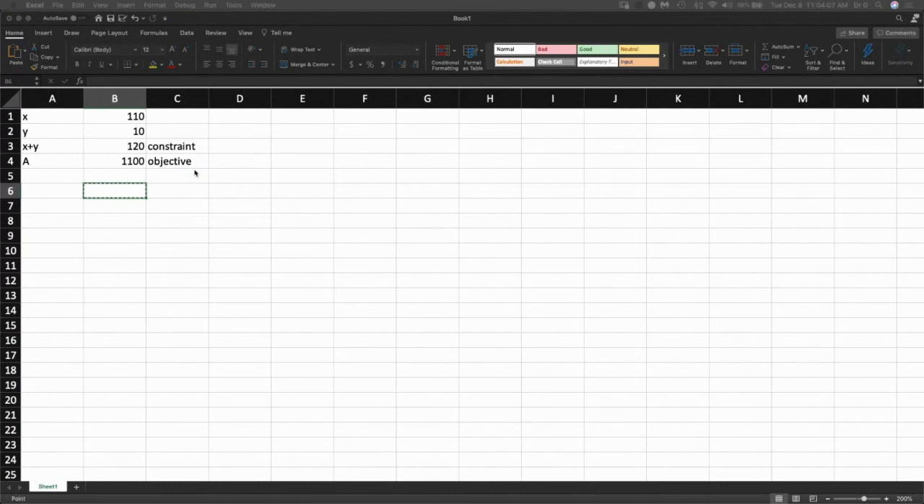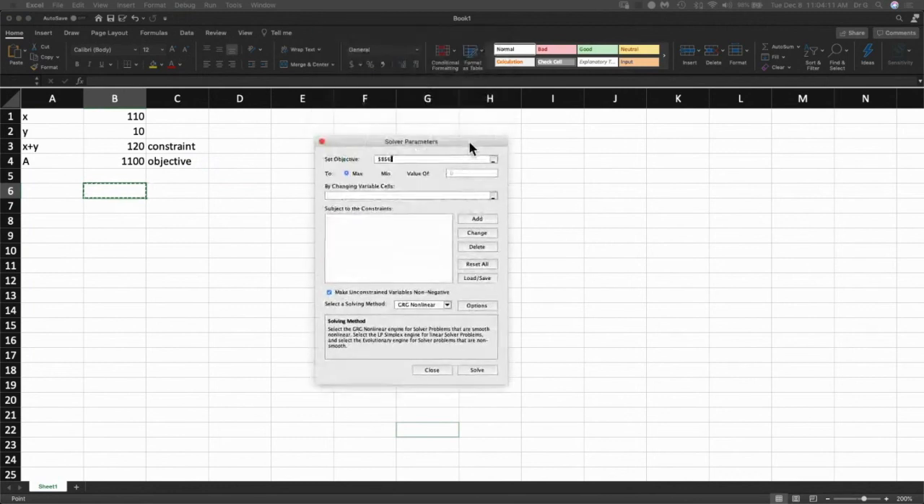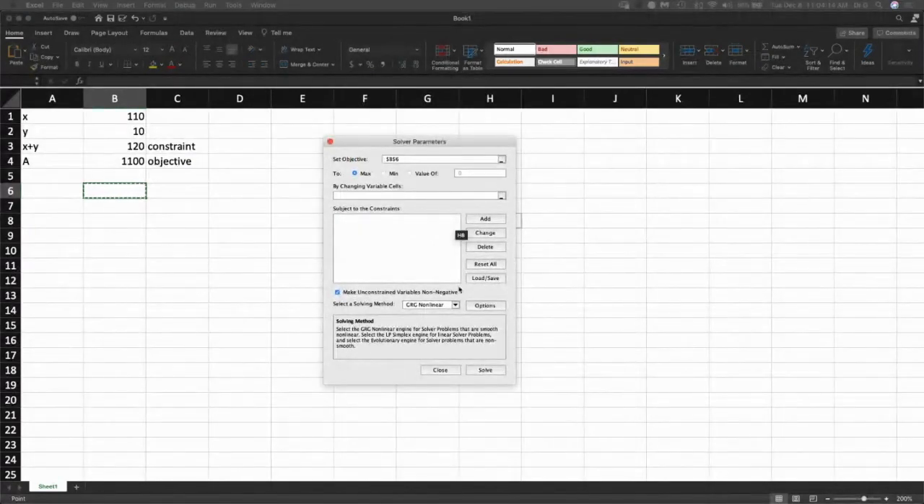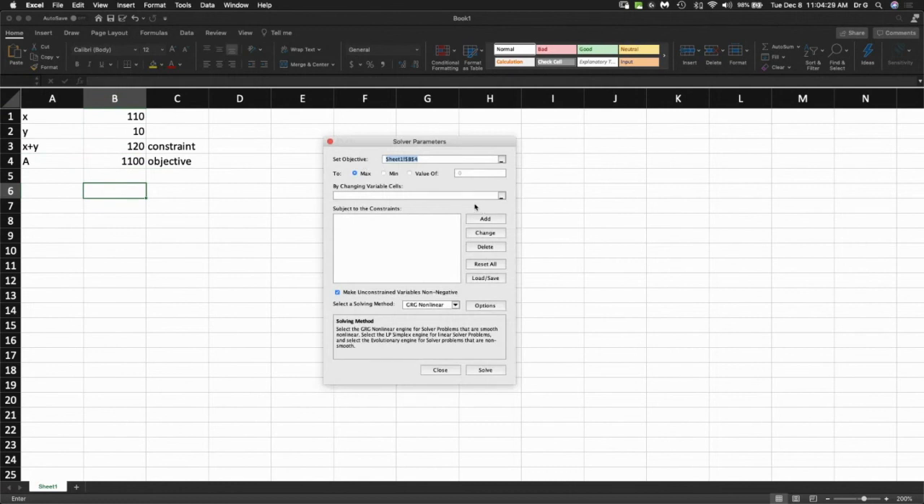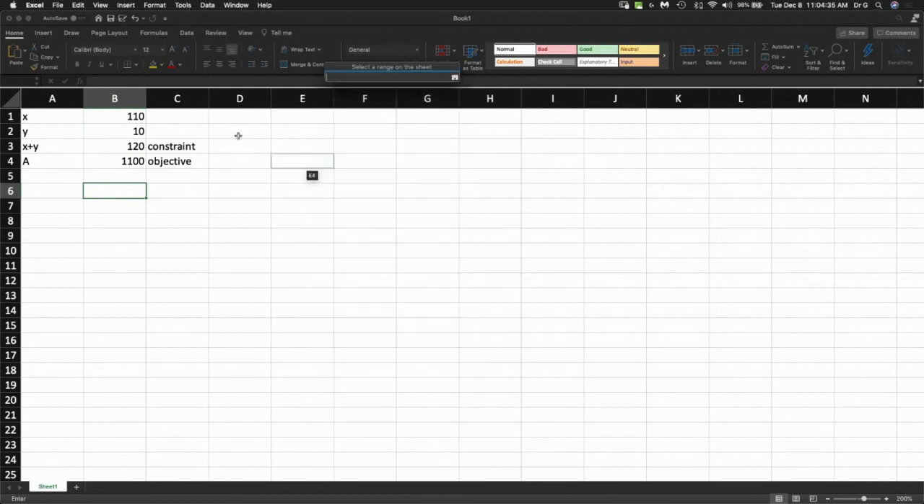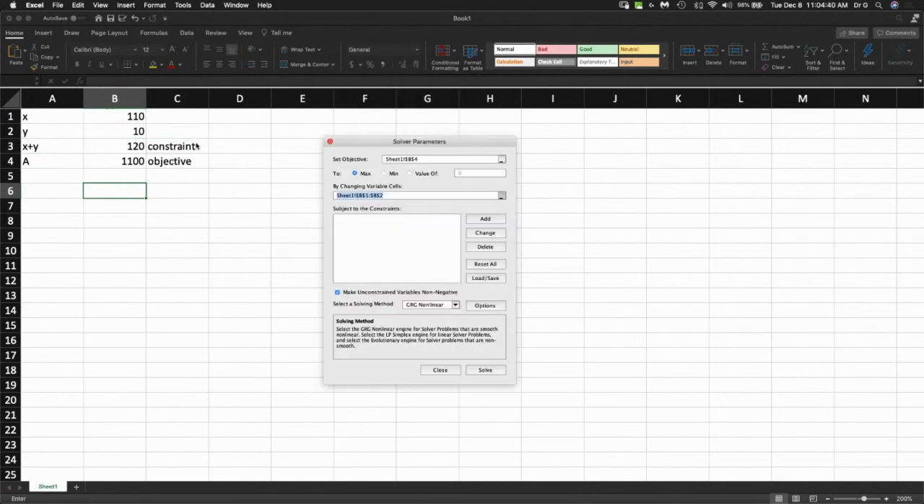Now it's going to open up this window. Oh, it's on my other tab. Let me bring it up here. There it is. So it looks a little scary, but let's go through it. It says set the objective. So the objective, I'm going to click on this, because we want B4 as our objective. And it says by changing the variable cells. So what are the variables that we want to play with? We're going to click on these, because we want to play with these variables.